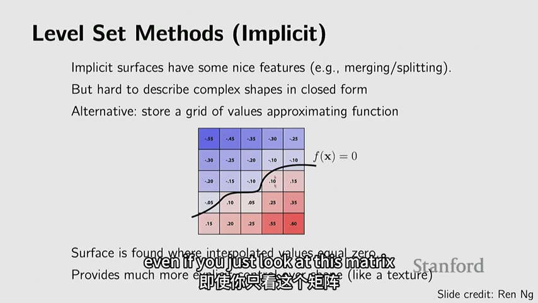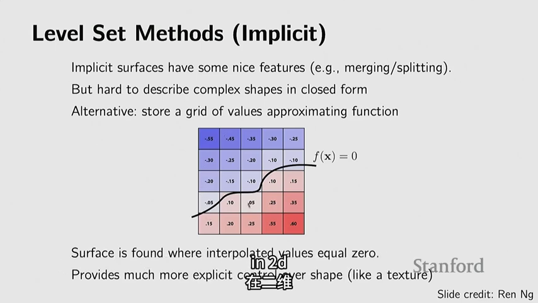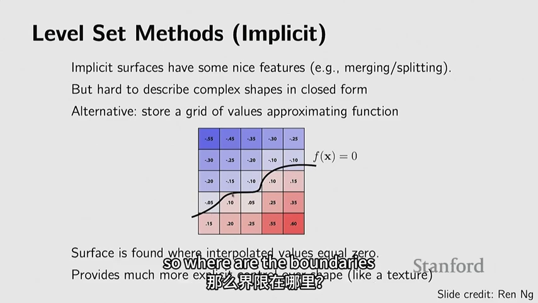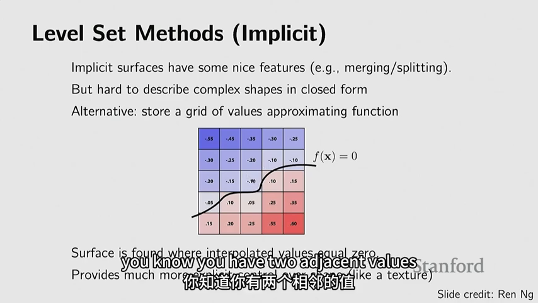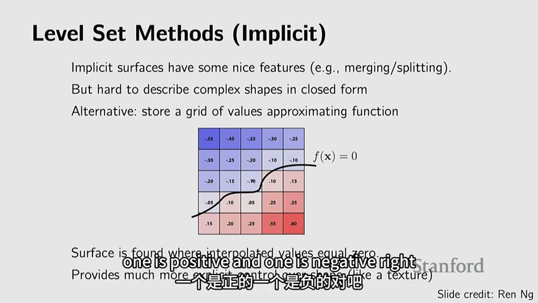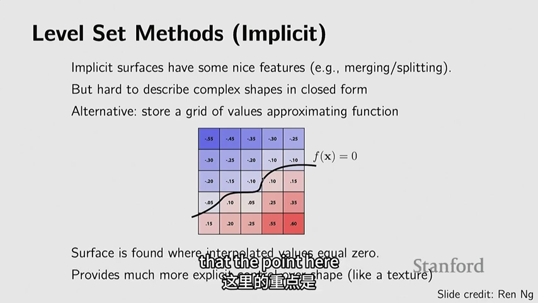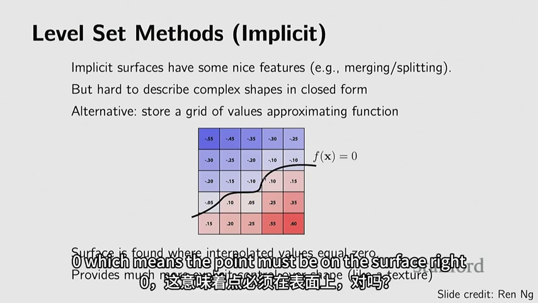And even if you just look at this matrix in 2D, you can still find where the boundaries are. They're basically where you have two adjacent values, one positive and one negative. So that means somewhere in between there must be a point that satisfies the function f(x) equals 0, which means the point must be on the surface.